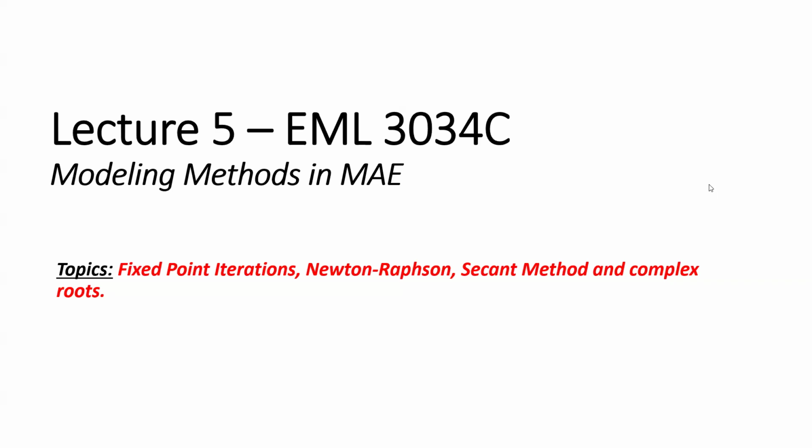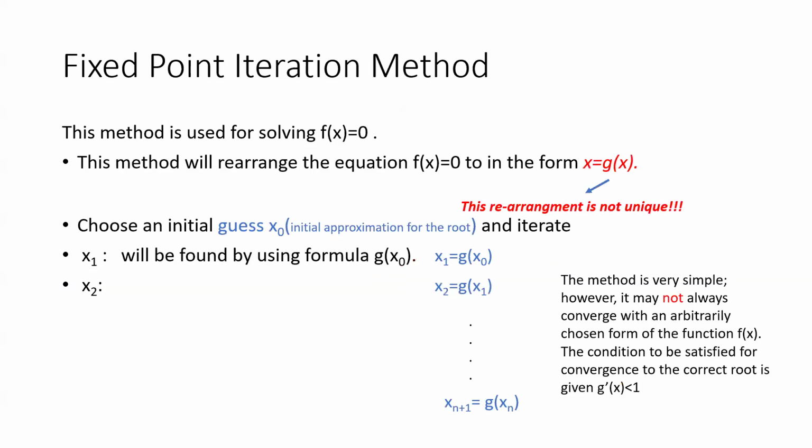Hello everyone. In this lecture, we will cover an additional method for finding roots of nonlinear equations with a single variable. In the previous lecture, we discussed the bisection method. Fixed point iteration is another numerical method used to find the roots of a function or an equation of the form f of x equals 0.